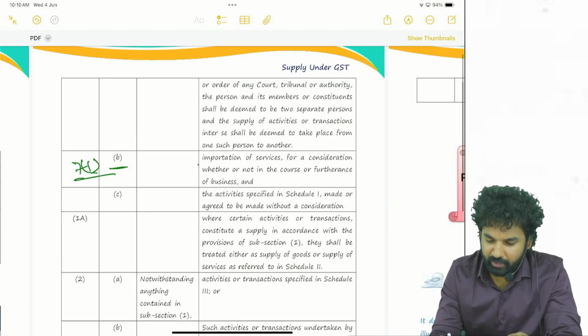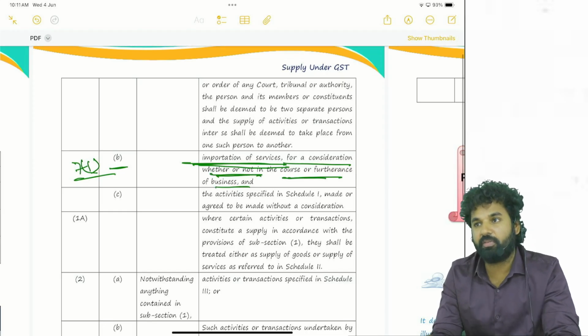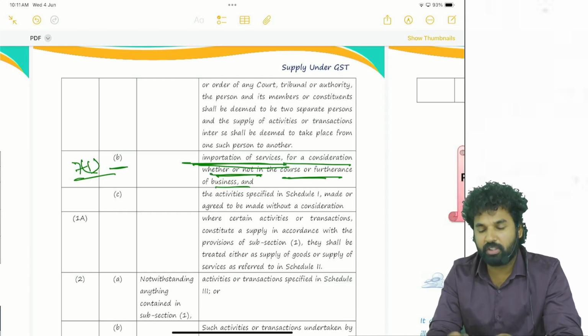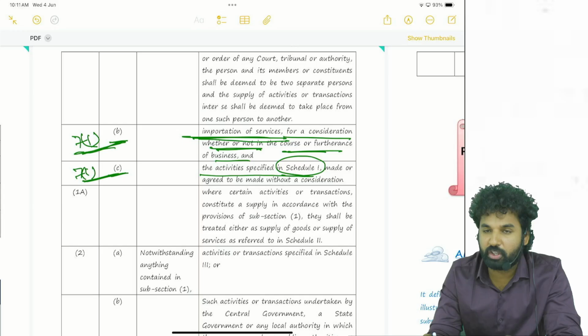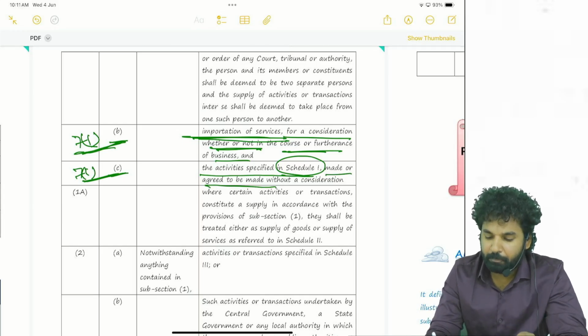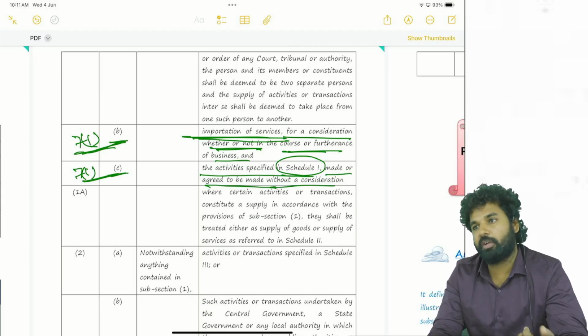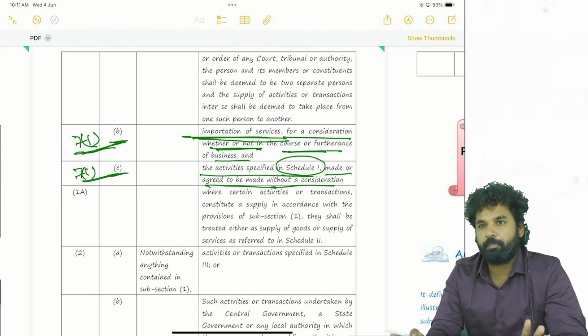7.1b, where it is talking about importation of services for consideration, whether or not in the course or furtherance of business. That means even if a business is absent, this transaction can be treated as supply. 7.1c. There are some transactions, the activities specified in schedule 1. In schedule 1, there is a list of activities made or agreed to be made without consideration. Even though there is no consideration, those will be regarded as supply.